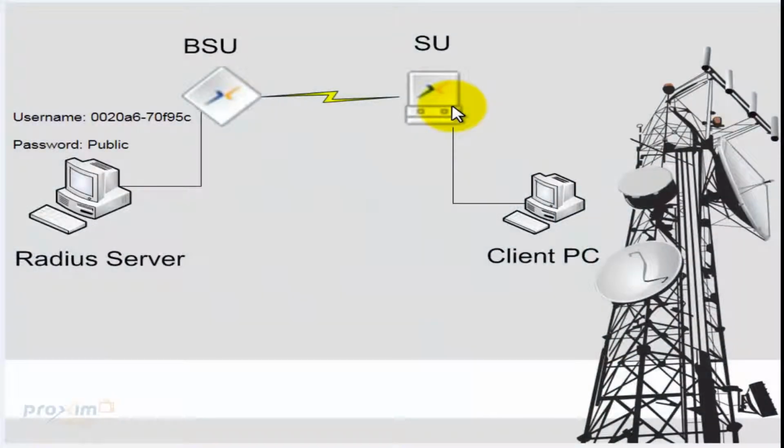This is a quick flow of how the radius function works between the BSU, the SU, and the radius server. This is kind of crude, but we have here, of course, the client PC, here's the SU, BSU, and the radius server.